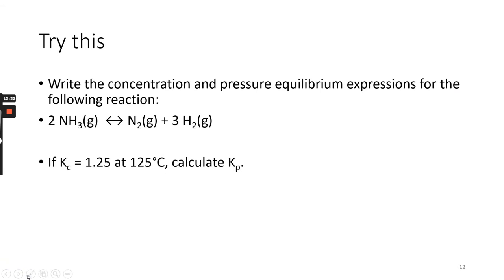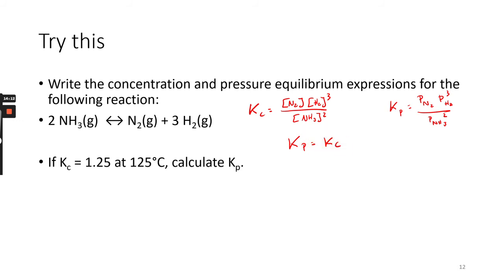So let's try and do an example. Write the concentration and pressure equilibrium expressions for the following reactions. So let's start with concentration. We have our products divided by our reactants. And then for Kp, it would just be the partial pressure of N2 times the partial pressure of H2 cubed divided by the partial pressure of NH3 squared. Okay, and from the previous slide, we know that Kp equals Kc times RT raised to the delta n.